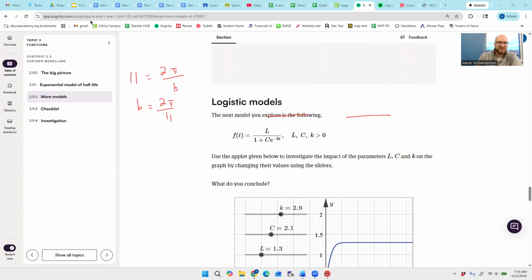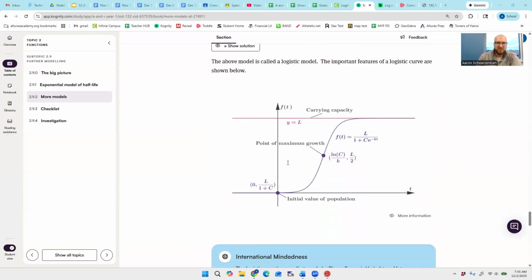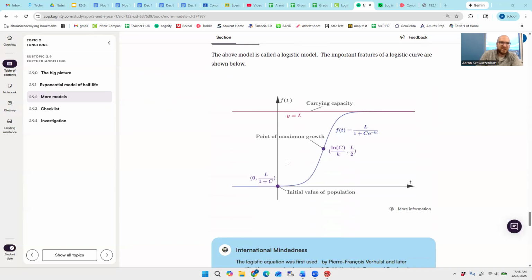A logistic model. We know that in logistic, the carrying capacity is this top number. I usually put C up there and this is A, but whatever. The maximum growth point is kind of in the middle, right here. And usually the lower asymptote's 0. You can do a vertical shift to move the lower asymptote if you need to, but I don't think they do in this course. Just put a plus D on the end.